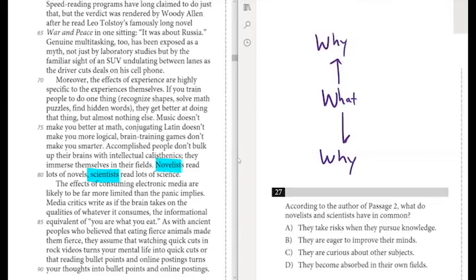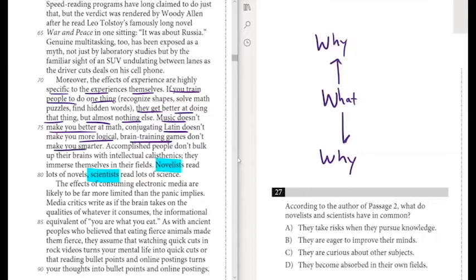We were seeing on line 70, the effects of experience are specific to the experience themselves. If you train people to do one thing, they get better at that thing, but almost nothing else. Music doesn't make you better at math. Latin doesn't make you more logical. Brain training doesn't make you smarter. Accomplished people don't bulk up their brains with intellectual calisthenics. They immerse themselves in their fields.